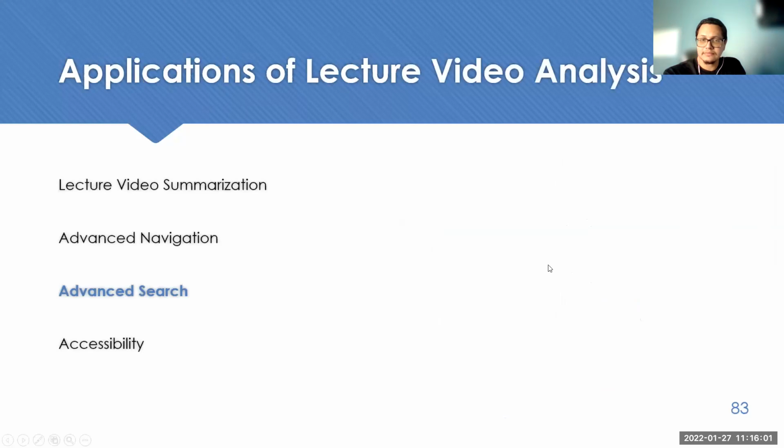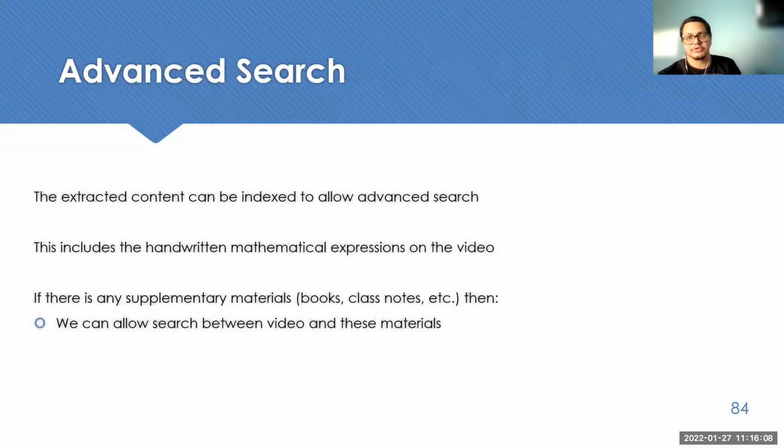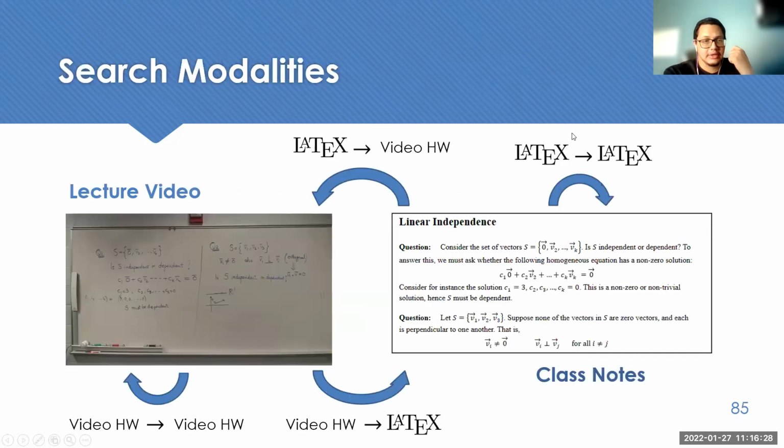The other thing that we have been trying to do is advanced search. Basically, this notion that you can index the content that you extract and you can allow people to find stuff on those videos, right? Including the handwritten math, which is typically neglected. So also, if there were some other supplementary materials, maybe try to do search between those materials and the content on the whiteboard.